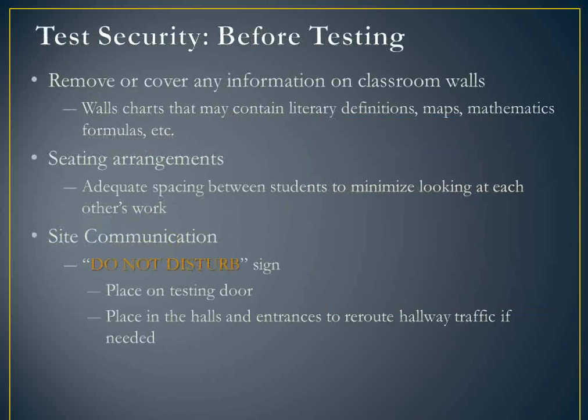We're going to take a few moments to talk about test security before, during, and after testing. Before students begin testing, it's important to remove or cover any information on classroom walls. This may include literary definitions, maps, or any type of formulas on the walls. We want to ensure that for the seating arrangement there's adequate spacing between students. I know for some school sites at the elementary level that can be challenging, but we want to make sure the students have spacing between them, so that will minimize students looking at each other's work.